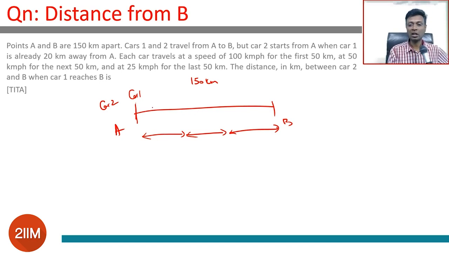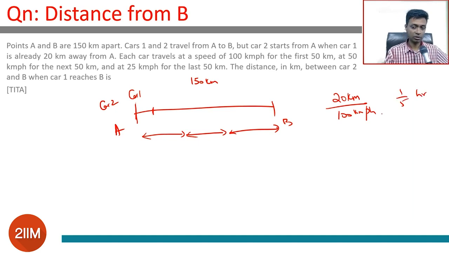Think about this. Car 1 is 20 kilometers away from A. Car 1 travels at a speed of 100 kilometers per hour for the first 50 kilometers, so for the first 20 kilometers, car 1 would have taken 20 by 100 kilometers per hour, which is 1 by 5 of an hour, so 12 minutes. Now car 2 starts 12 minutes behind car 1.